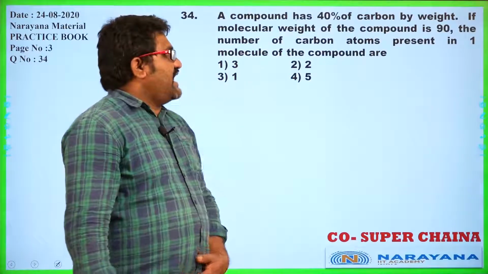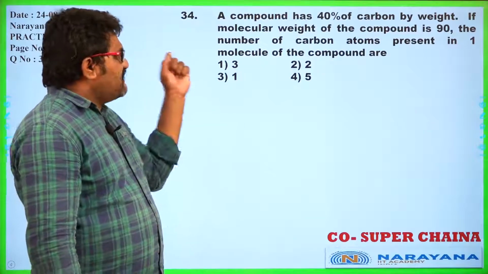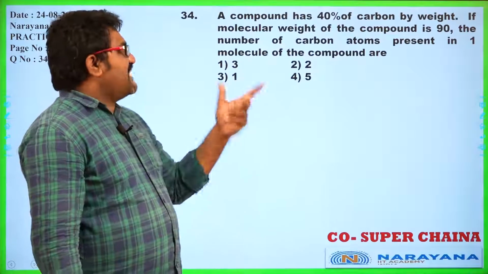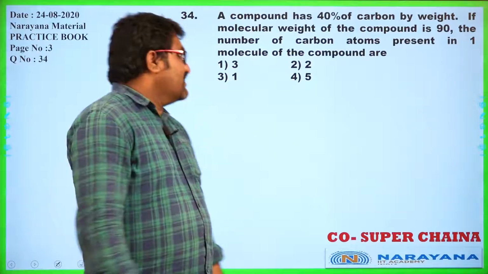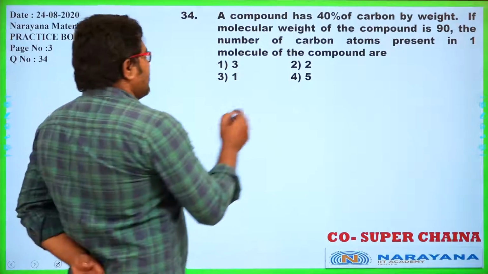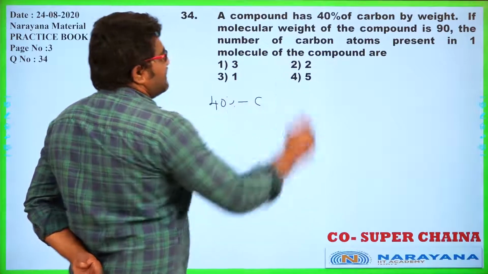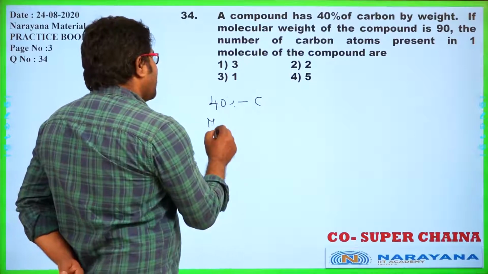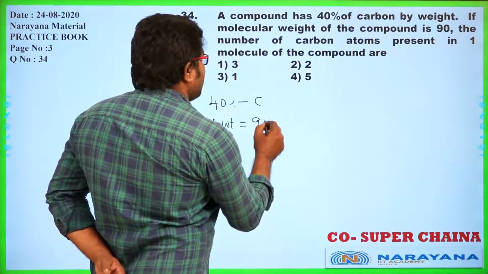A compound has 40% of carbon by weight. If the molecular weight of the compound is 90, find the number of carbon atoms present in one molecule of the compound. It's a very good question. See here, the compound has 40% carbon by weight. Its molecular weight is already given: molecular weight is equal to 90.